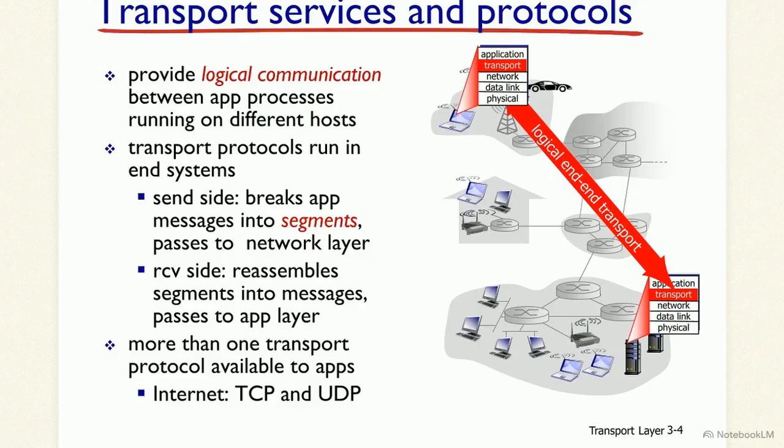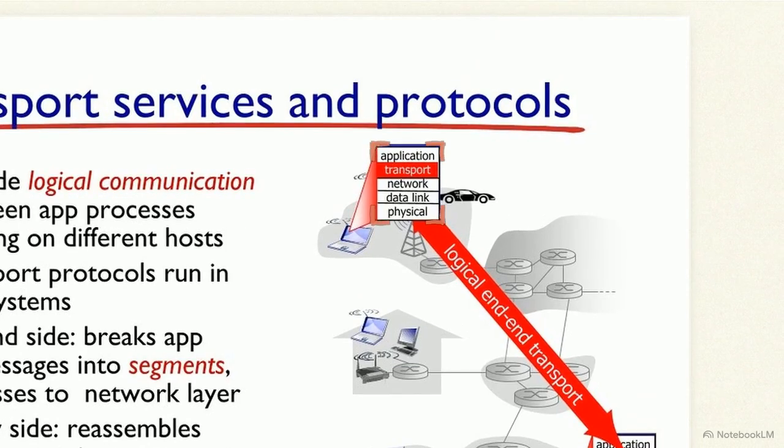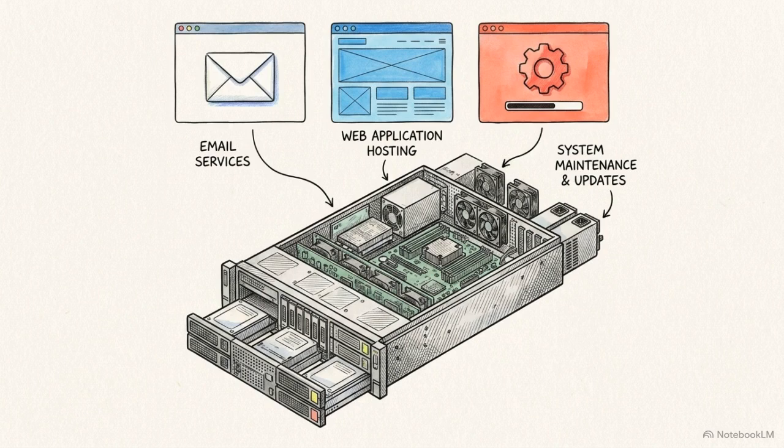Look at this network model. The red arrow illustrates logical communication strictly from physical host to host. But arriving at the machine isn't the end. A computer rarely runs just one task at a time. Right now, a single server might be running an email client, a web server, and a background software updater concurrently.